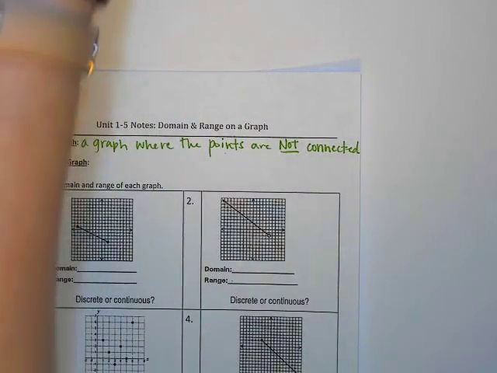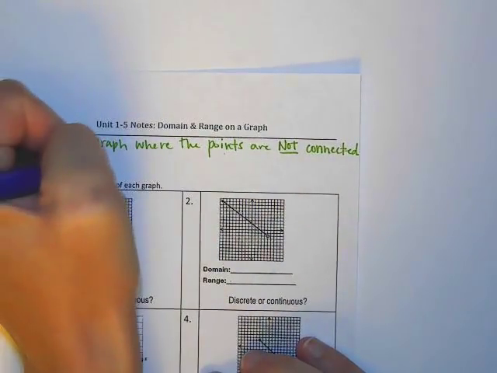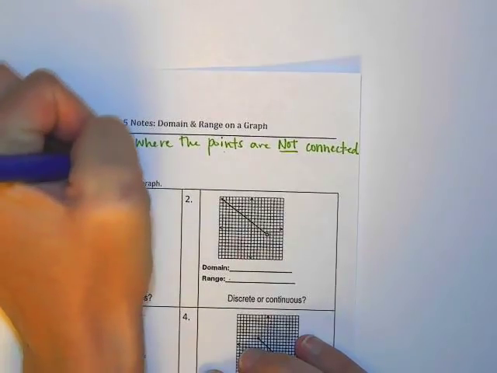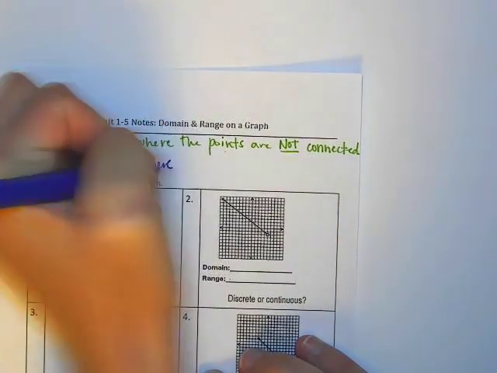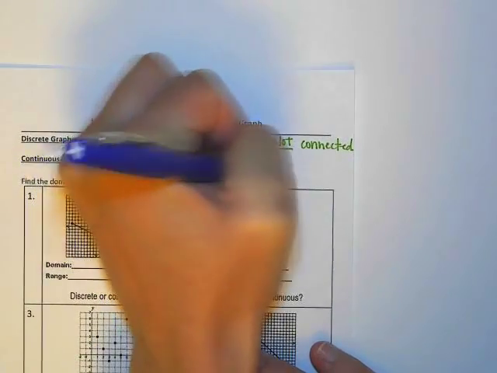Then you have continuous. A discrete is where they're not connected. What do you think continuous is? They are connected. So a graph where the points are connected.